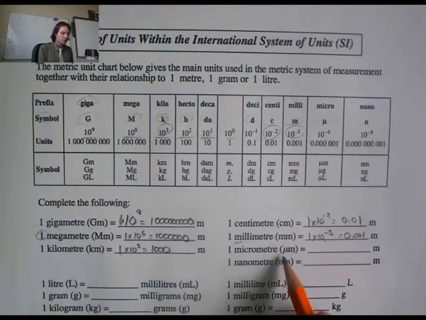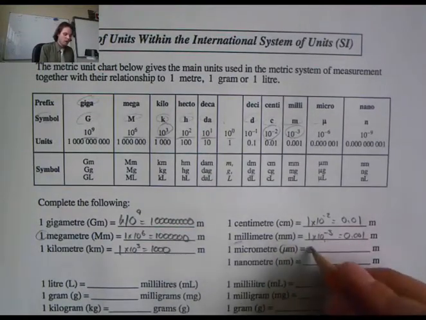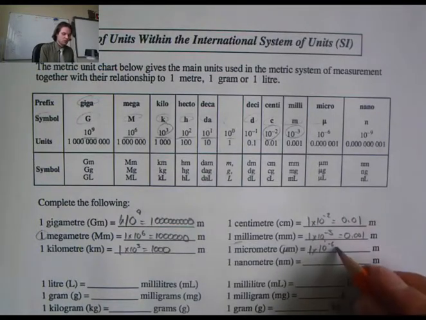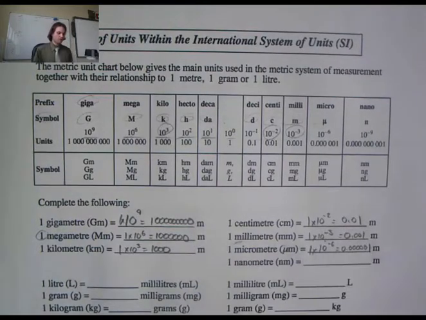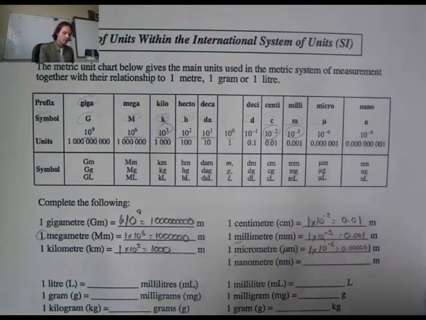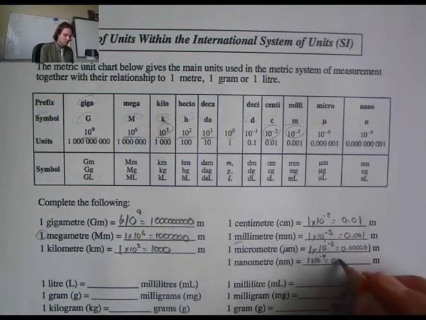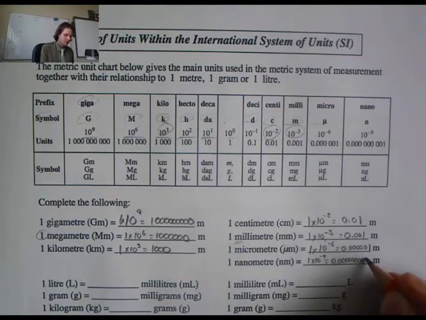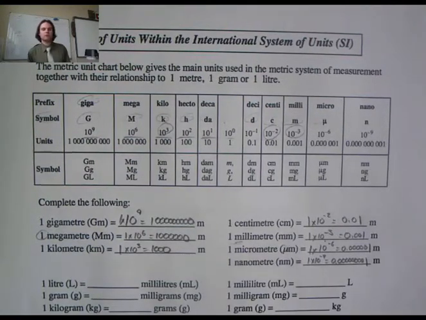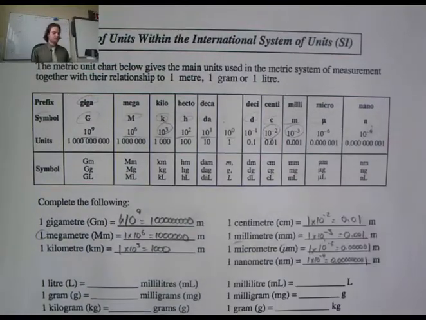Next one is micrometer. So that's 1 multiplied by 10 to the negative 6, which gives me 0.000001. And the last one is nano. So that's 1 times 10 to the negative 9, which is equal to 0.000000001. Okay? So it's always just 1 less than this.